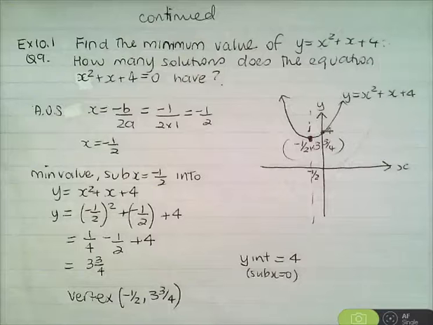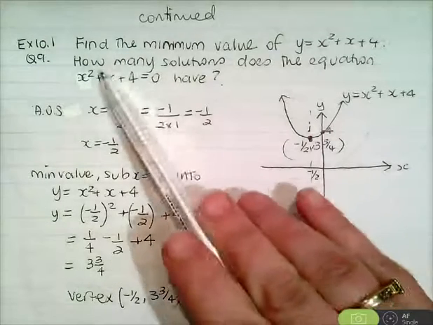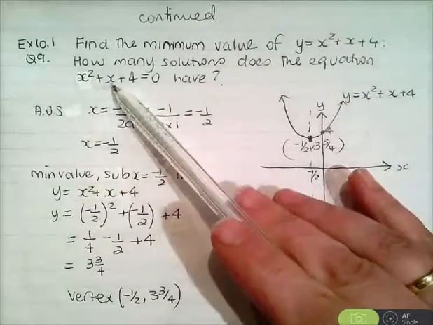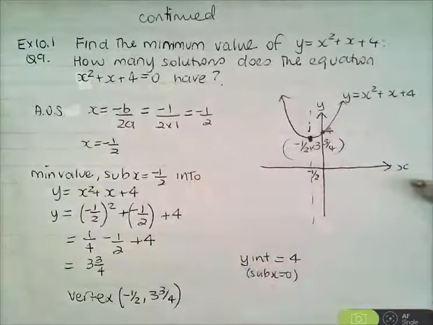Okay, this is the continuation of exercise 10.1, question 9. Sorry, the video ended abruptly there. In this last part of the question, we had to answer this question: how many solutions does the equation x squared plus x plus 4 equals 0 have?